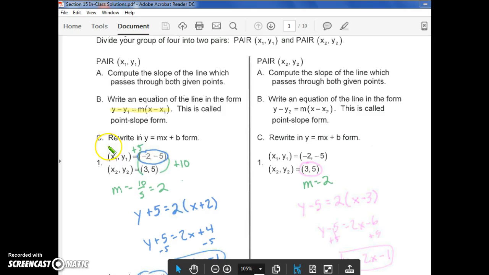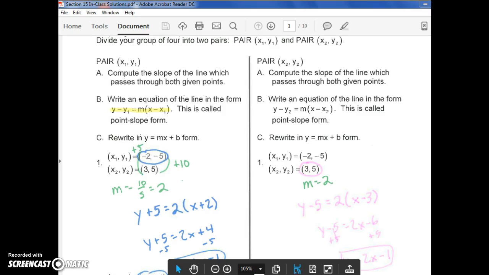Alright, so on the left-hand side, we have these points x1, y1, and x2, y2: negative 2, negative 5, and 3, 5. First thing we need to do is find the slope. So we need to find the change in the y's, or the outputs. Going from a negative 5 to a positive 5 is a plus 10. And then find the change in the x's, or the inputs. Going from negative 2 to 3, we have a plus 5 for our change. Our slope is the change in y over change in x. So our slope will become 10 over 5, which will reduce down to 2.